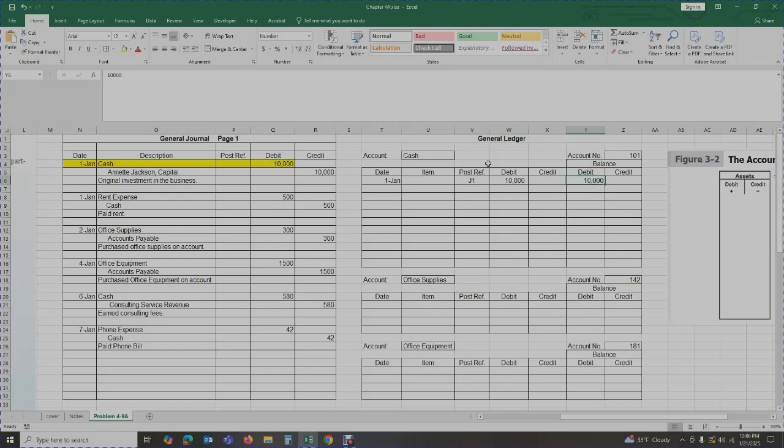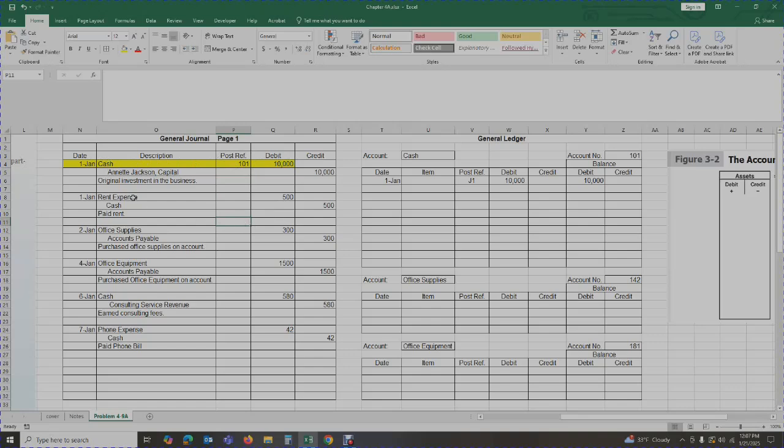Once I'm done transferring the information to my ledger, I need to go back to my journal and notate that I've posted that into ledger 101. Every account has a ledger number. I'm going to take that number, which is 101, and put it on my post reference for the journal. That way I know that this transaction was posted to ledger 101.